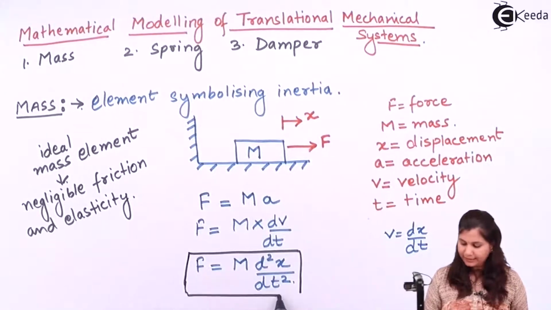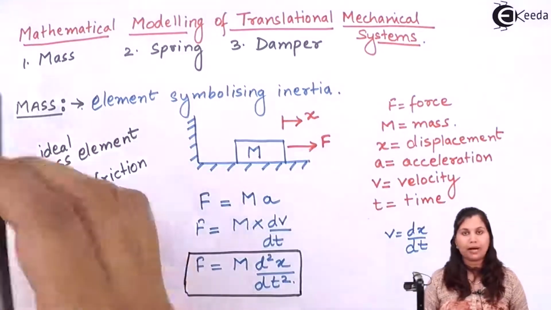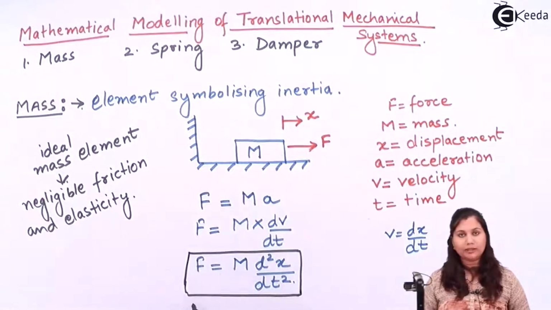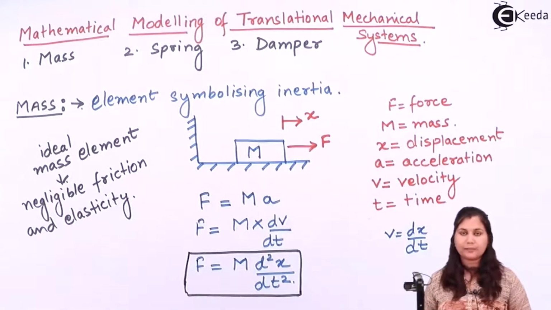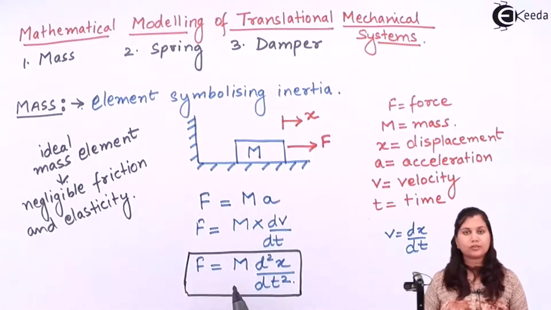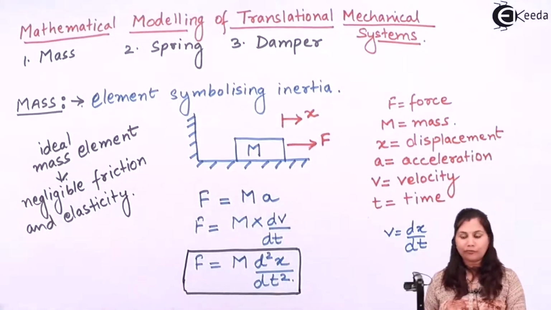Or we can say that this is the mathematical model of the element mass. Mathematical model because it is a mathematical equation or a linear equation which is representing the relationship between the force applied on the mass element and the mass of the object. So this is how we represent the mathematical model of mass.